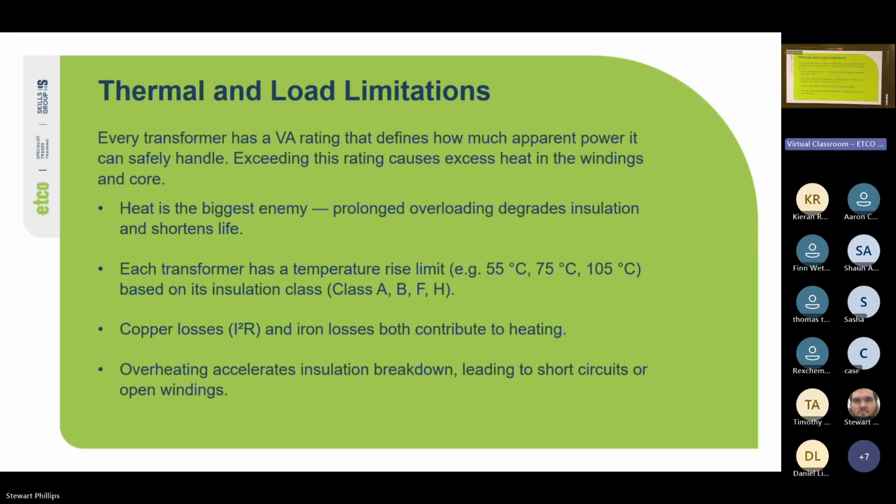Now, some would say, oh, it's all good to push it over just a little bit for a short period of time. But if we keep doing that, eventually the transformer is going to catch on fire.